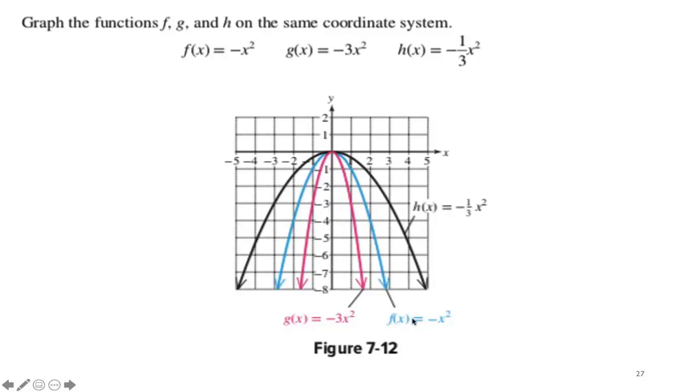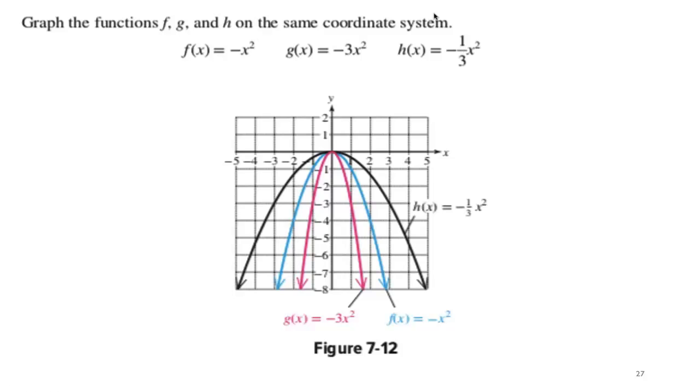So the original function is x squared, and if I negate it and I get negative x squared, then the parabola now opens downward but still goes to the origin. Now if I multiply by negative 3, then that means that I'm stretching it vertically but in the other direction by a factor of 3. And then if this is a negative 1/3, then I'm shrinking it by a factor of 3.